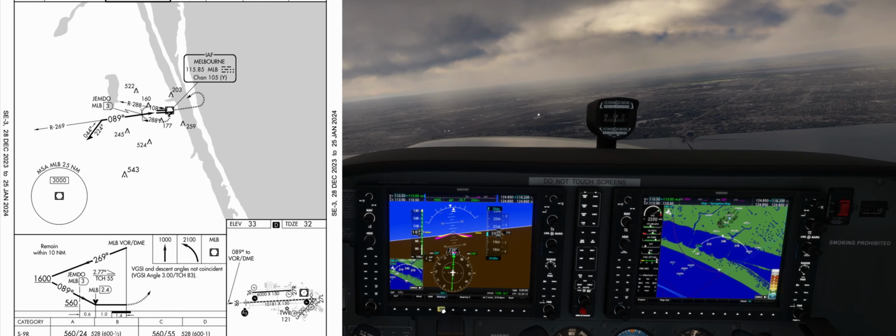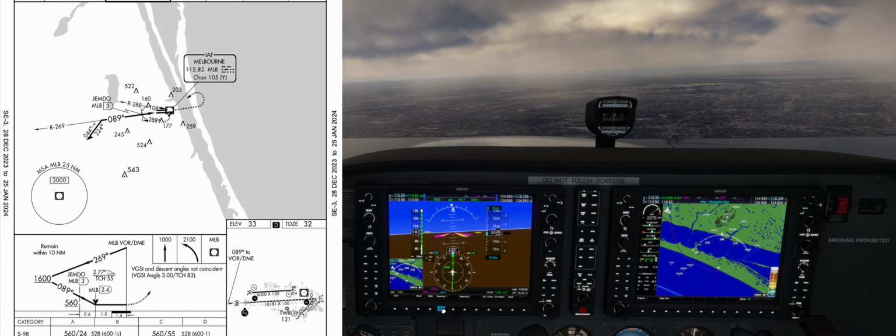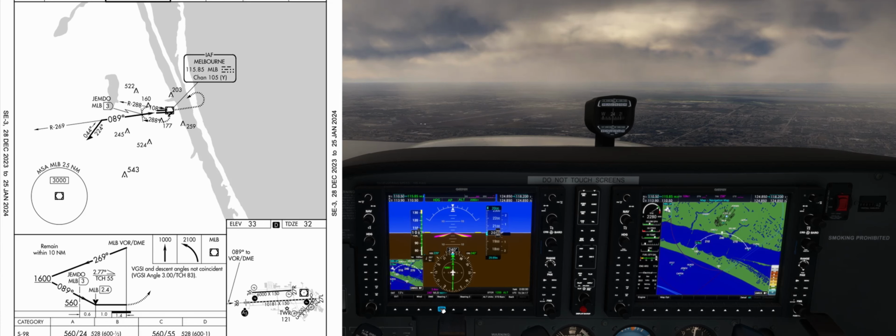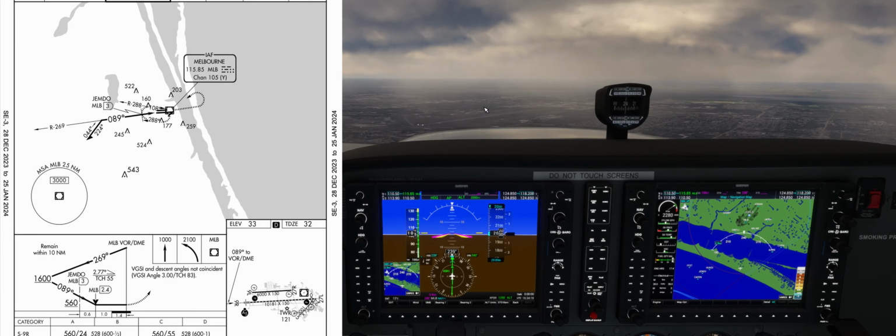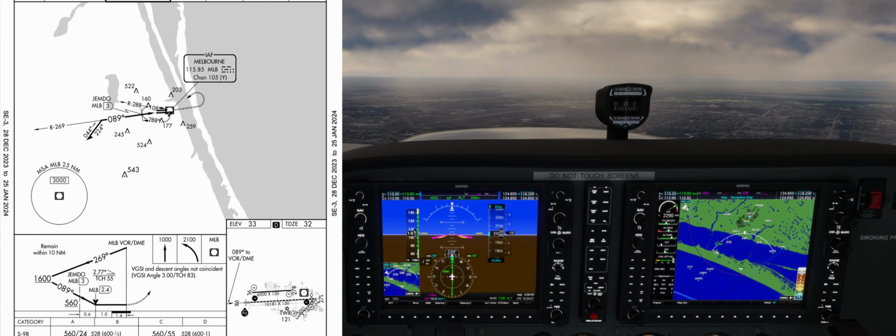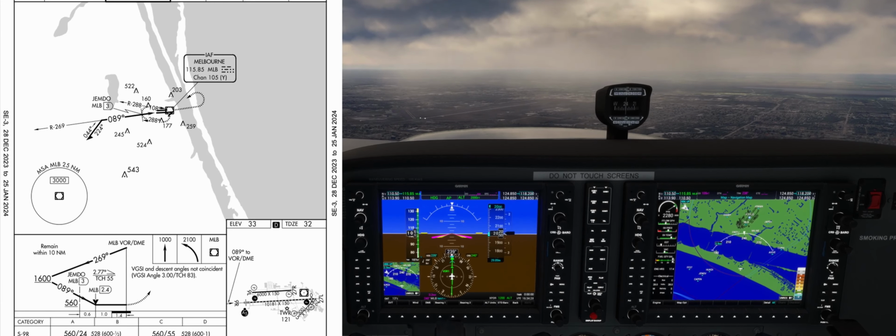As we look at the lateral graphical information, the approach begins over the Melbourne VOR, and we're going to fly the outbound leg on the 269 radial. The procedure turn is going to set us back into the final approach segment.